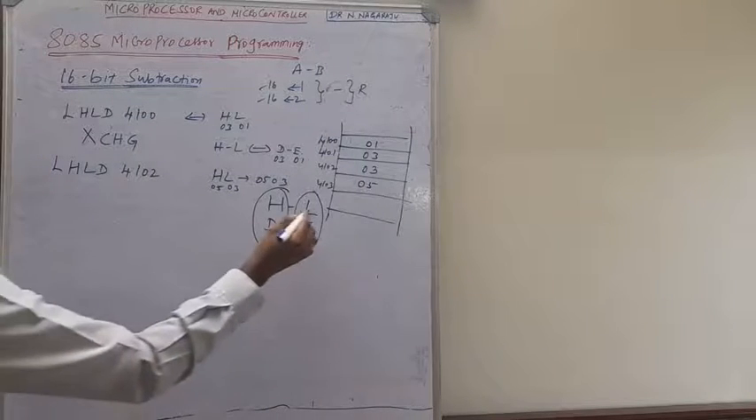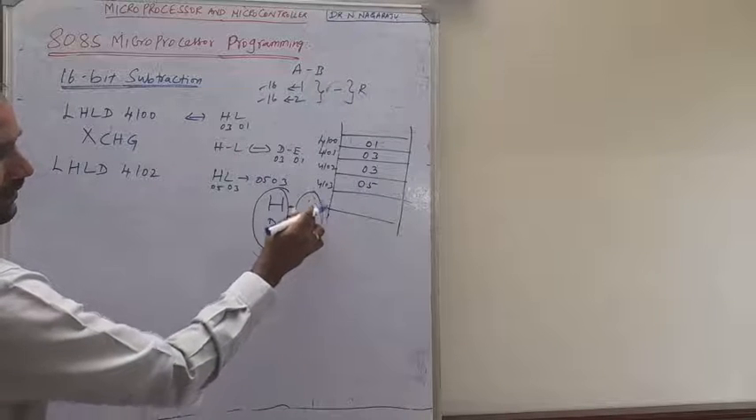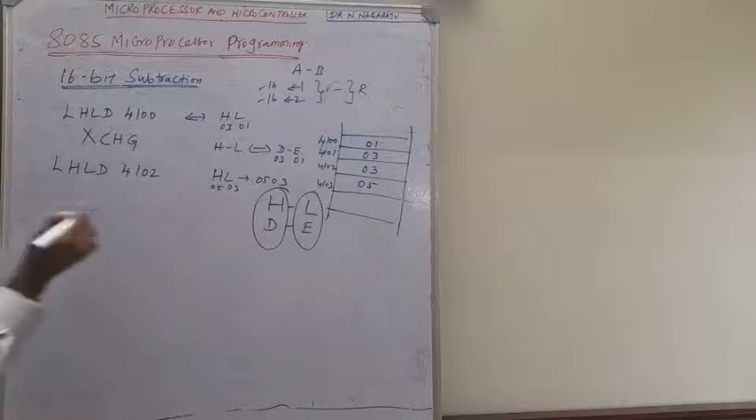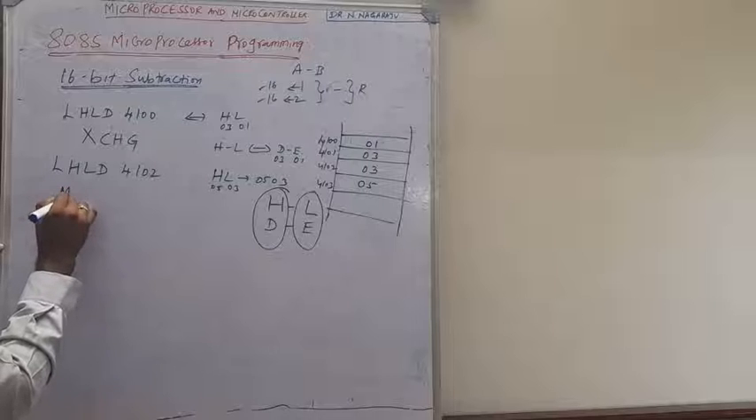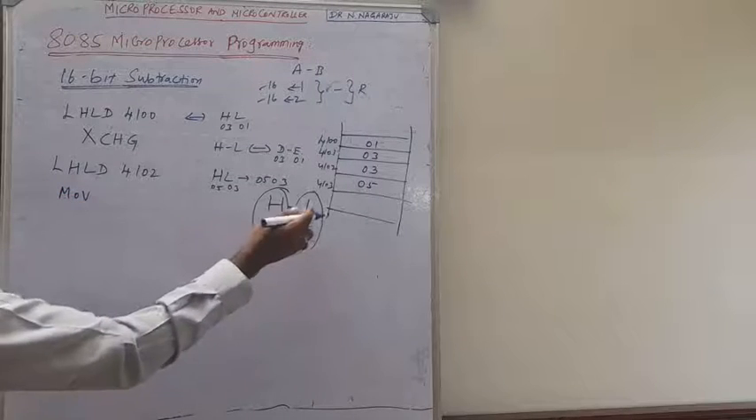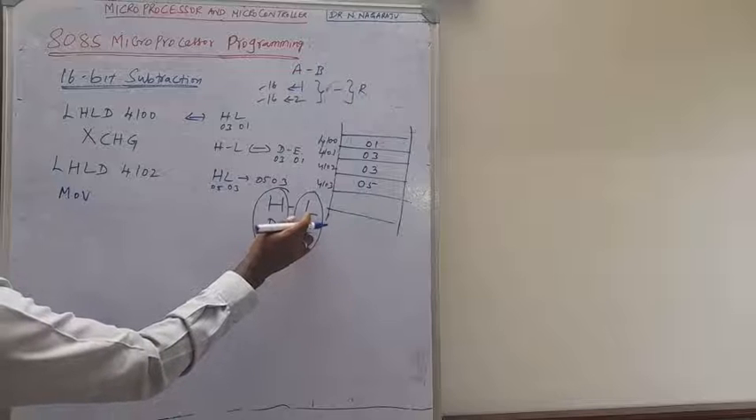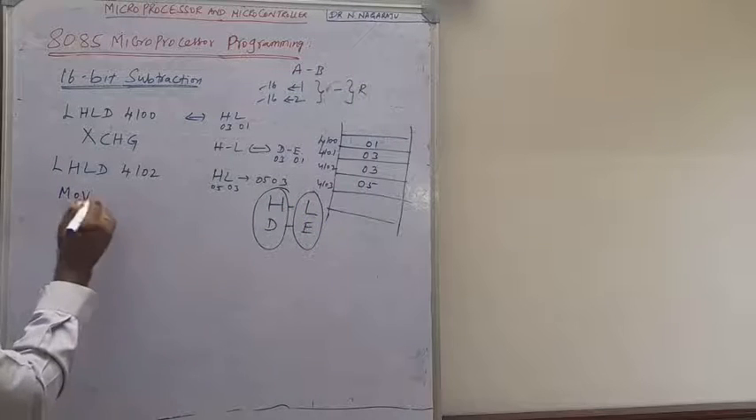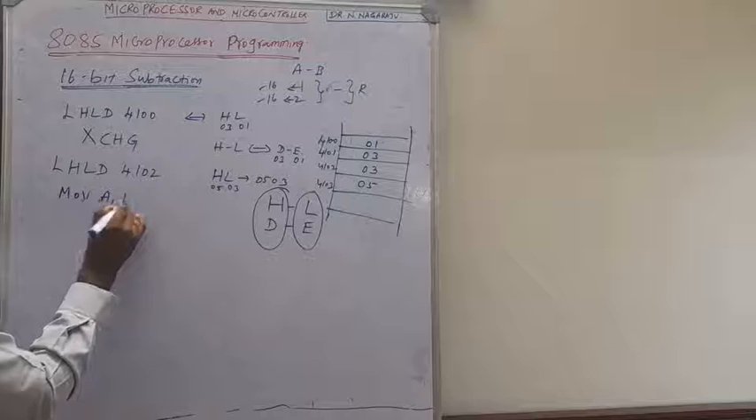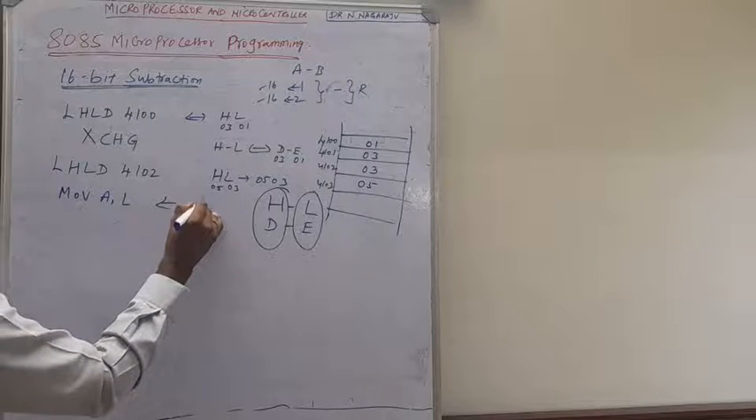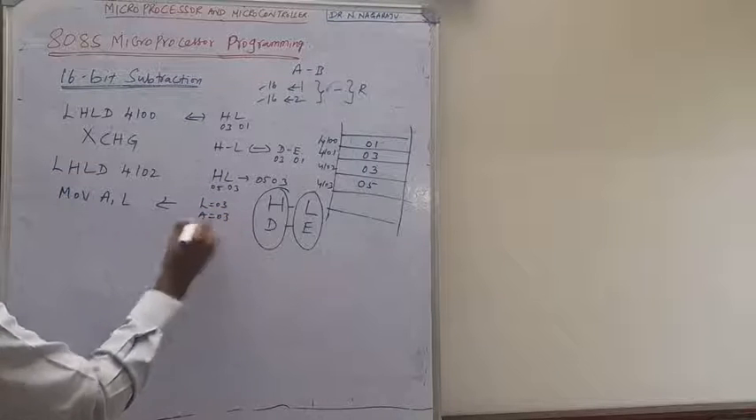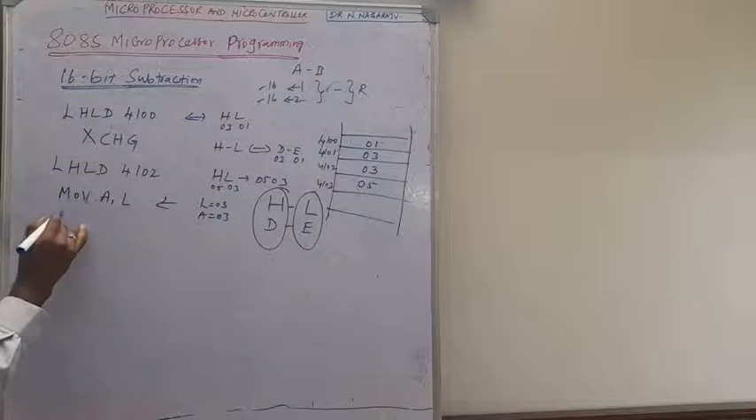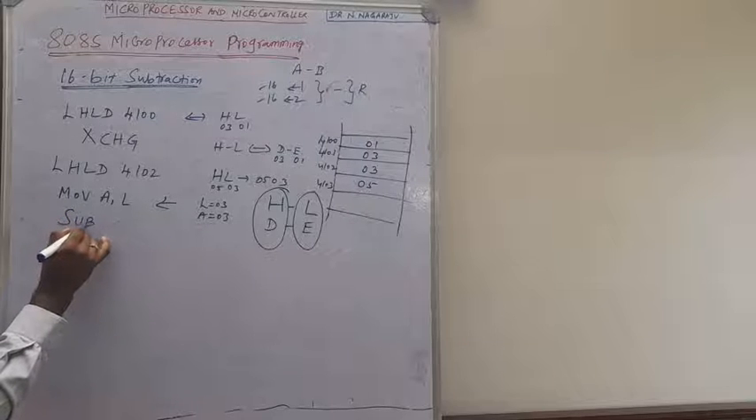Now first I am going to perform the least significant byte, L and E. For that purpose, I am going to move the L data into the A register: MOV A, L. The L value is 03, so the A value is now 03. Now I am going to use SUB E.